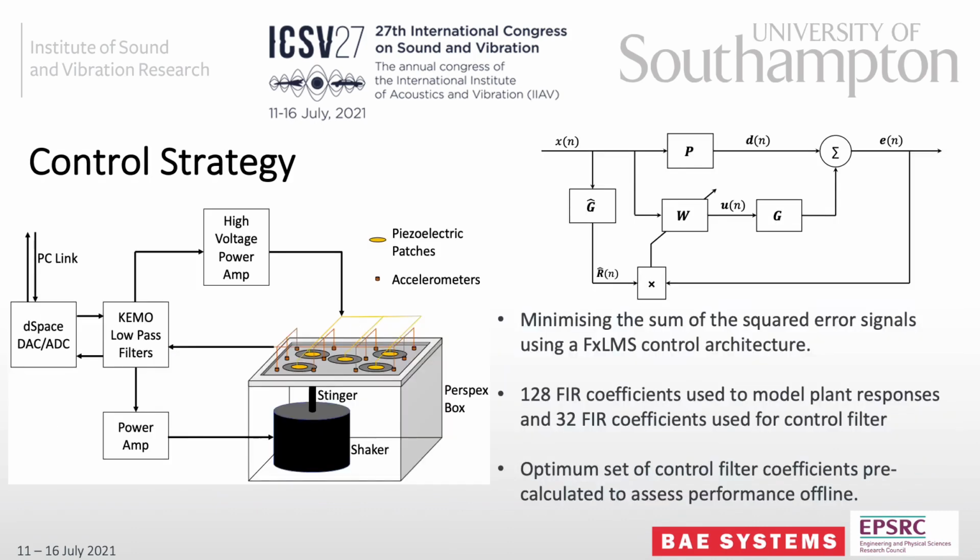The control strategy that we're going to be implementing here is a feed-forward multi-channel control strategy, which aims to minimize the sum of the squared error signals using a filtered reference least mean squares control architecture. A diagram of the control setup is shown on the left, where the plate, which has been fixed to the box using a metal edge clamp, is driven via a stinger by this large shaker in the box. The array of accelerometers on the top, as I said before, is used to estimate the structural response, and the piezoelectric patches can be driven to minimize this structural response.